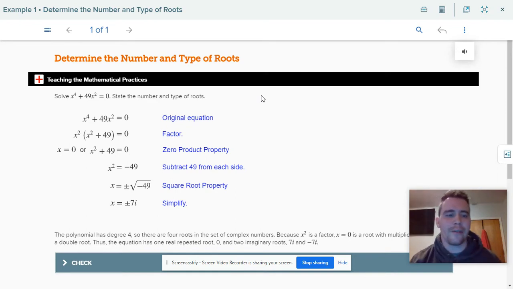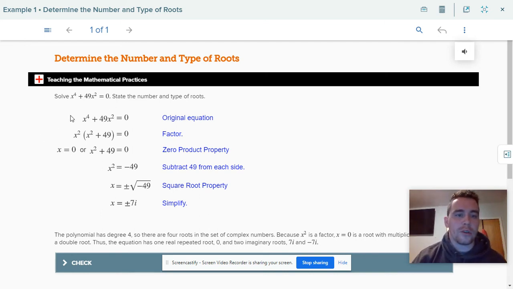Today we're talking about 5.5. Example 1. 5.5 is talking about roots and zeros. Remember, roots and zeros are both just where the graph crosses the x-intercept, right? So today we're going to solve x to the fourth plus 49x squared is equal to 0. And we need to state the number and types of roots. The number, like 4, 5, 6, 7, how many times will it cross? And if it's imaginary or a real number. This example has imaginary or complex numbers.